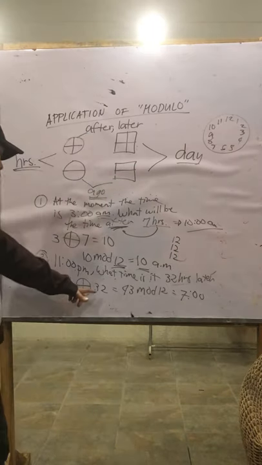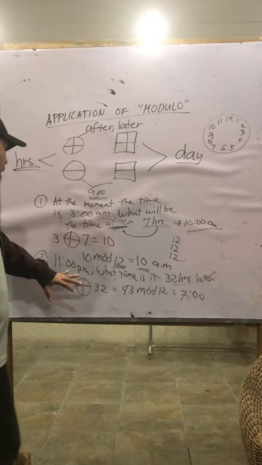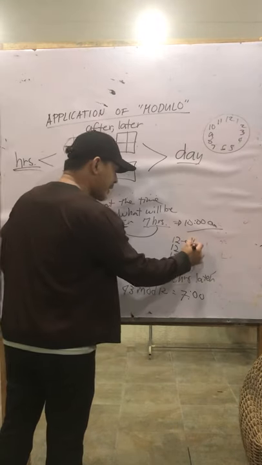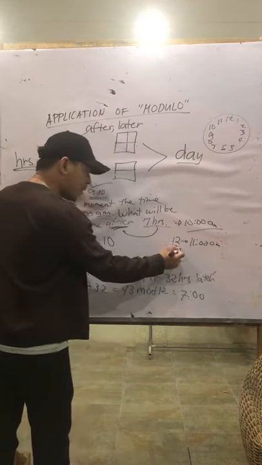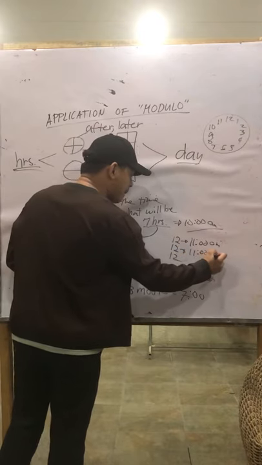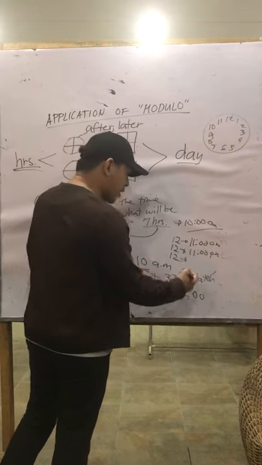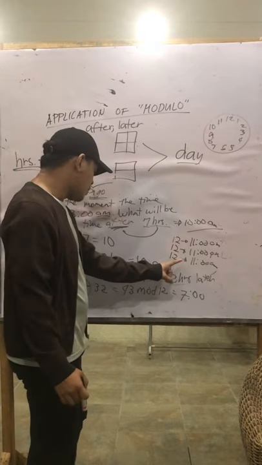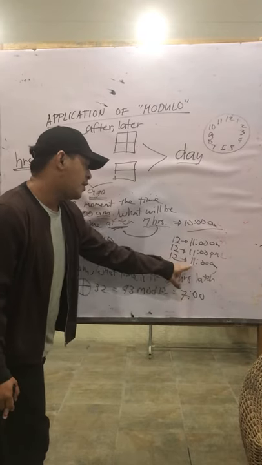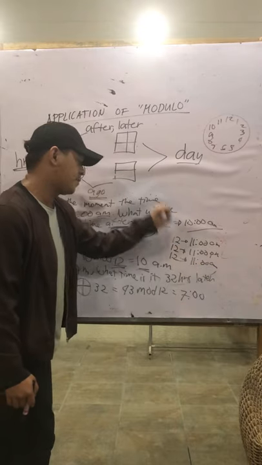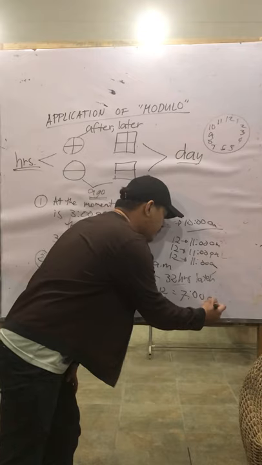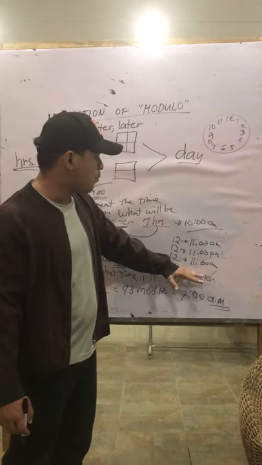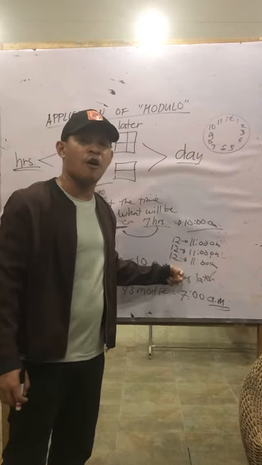Okay? So, meaning to say, from 11 p.m., after 12 hours, it will become 11 a.m. After 12 hours, it will become 11 p.m. After 12 hours, it will become 11 a.m. again. And from this time, we have a remainder of 7. Therefore, from 11 a.m., with a remainder of 7, this will be a.m., because 7 a.m. is closer than the third time around the clock of 12 hours.